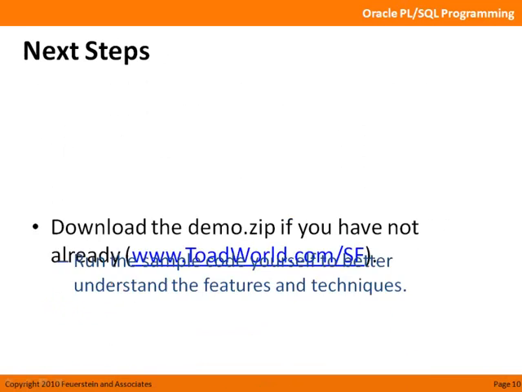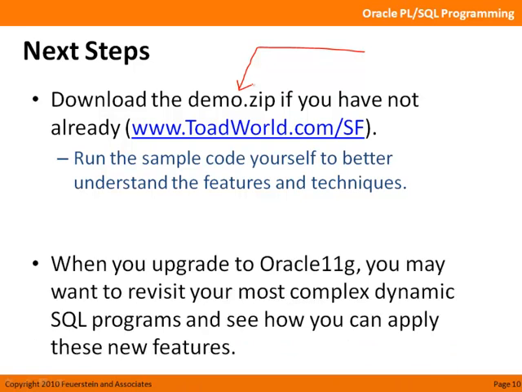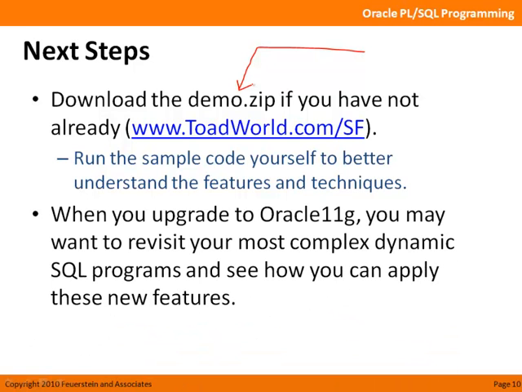Next steps. If you haven't already done so, download that demo zip file. Try out these different scripts, especially, of course, if you're on Oracle 11g, and make sure you understand how these work and how you can apply them. And when you upgrade to 11g, you'd probably want to go back to your most complex dynamic SQL programs, go back to all those method 4 implementations, and see how you can apply these new features and greatly simplify your code. So put it on the checklist for your upgrade process to 11g.